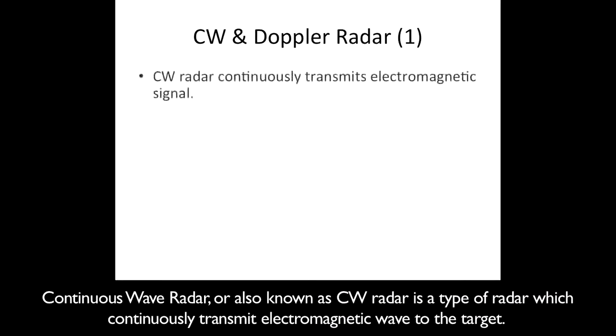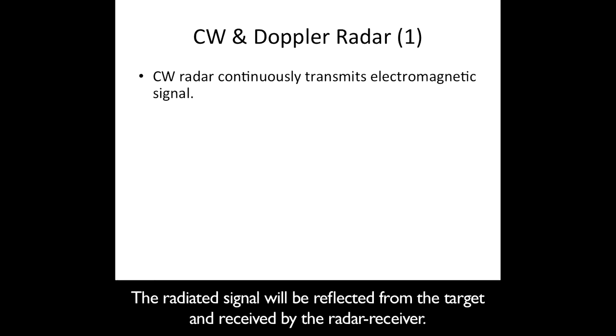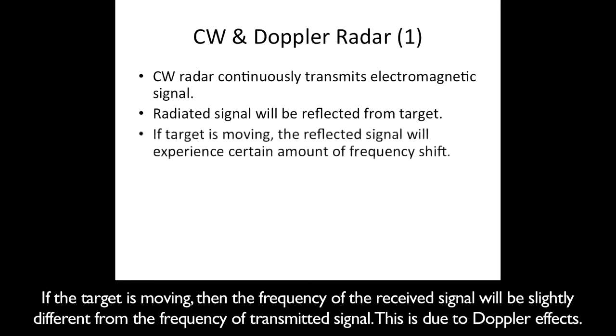Continuous wave radar, also known as CW radar, is a type of radar which continuously transmits electromagnetic waves to the target. The radiated signal will be reflected from the target and received by the radar receiver. If the target is moving, then the frequency of the received signal will be slightly different from the frequency of the transmitted signal. This is due to Doppler effects.